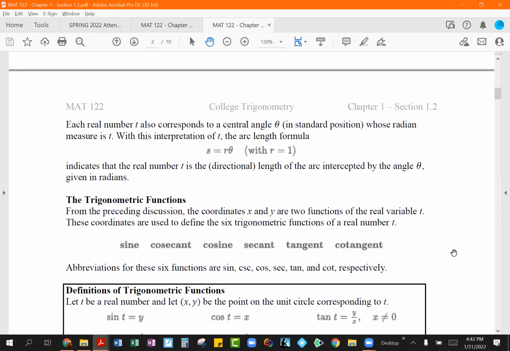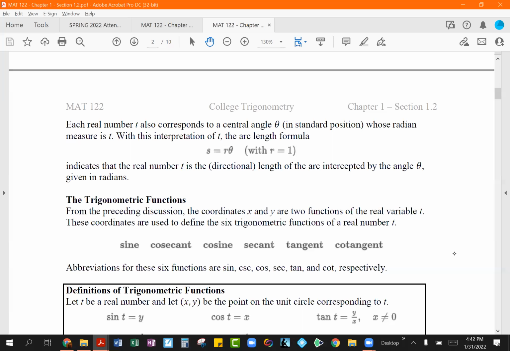But basically they're saying, each real number t that's wrapped around that circle, once you take that number line and wrap it around, each real number t also corresponds to a central angle, theta, in the standard position. So remember, standard position means the initial side of your angle is going to be on that positive x-axis, and then you go in the counterclockwise direction to come up with your terminal side. So that's your standard position, whose radian measure is t.